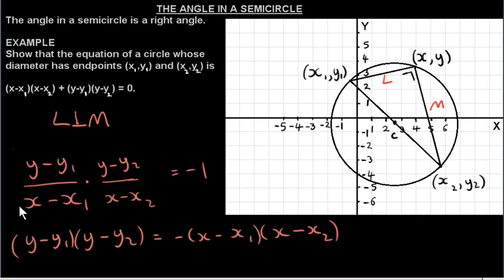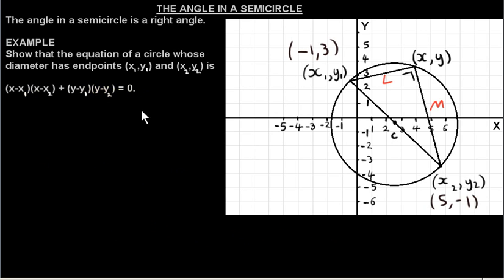In this line here, I've just multiplied across by the denominator. The denominator consists of x minus x1 and x minus x2. So multiply the whole thing by this denominator, and we'll get this line here. And then we just bring this over to the left-hand side, and that proves our result.